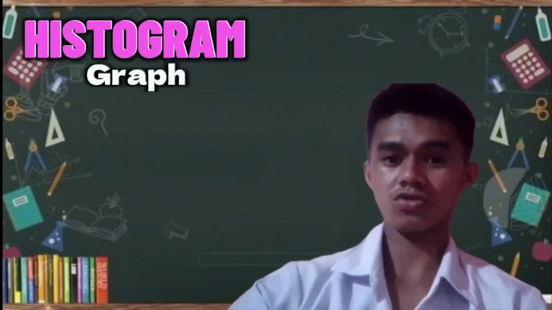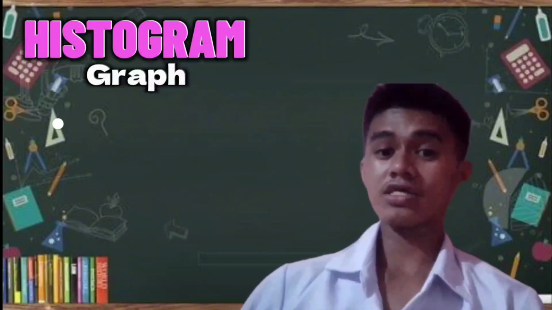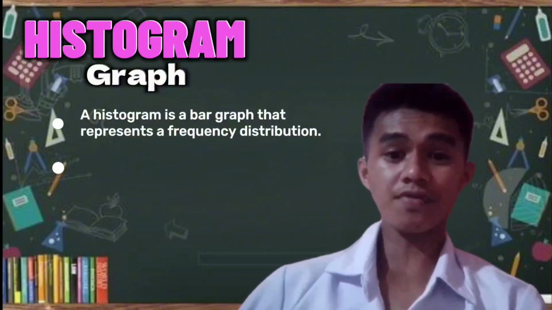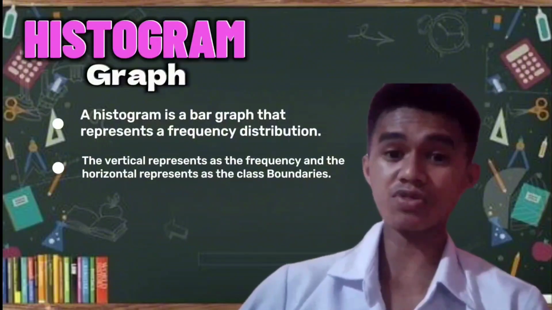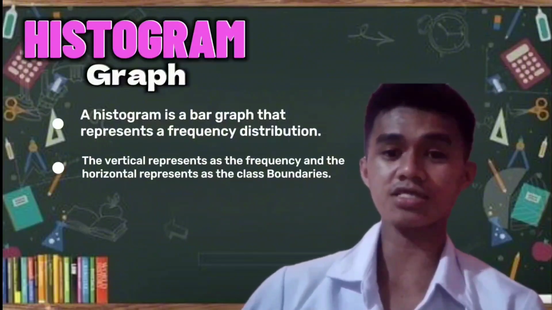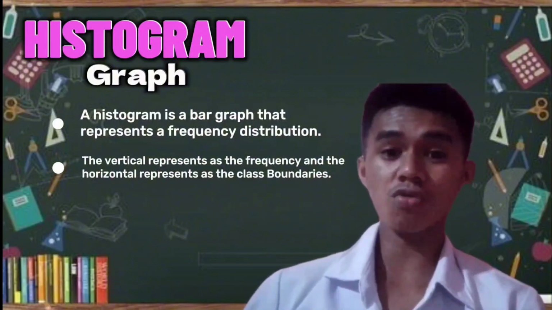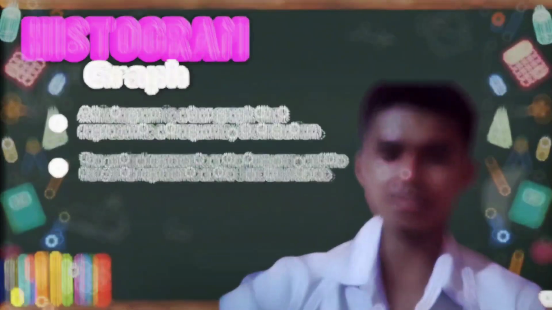Going to make a histogram. But first, a histogram is a bar graph that represents a frequency distribution. The vertical represents the frequency and the horizontal represents the class midpoint. There are no spaces in making a histogram. A histogram is a distribution of data that is commonly used to visualize data distribution, identify patterns, and data analysis.